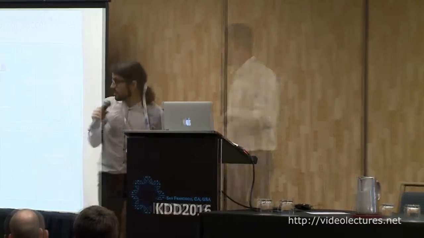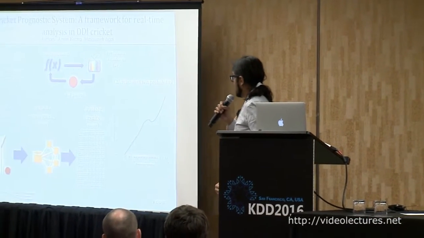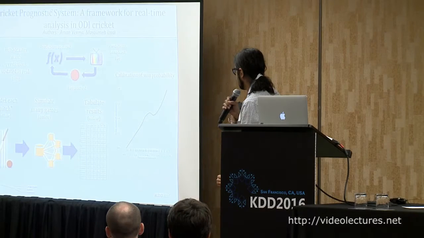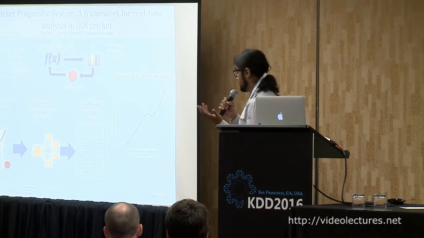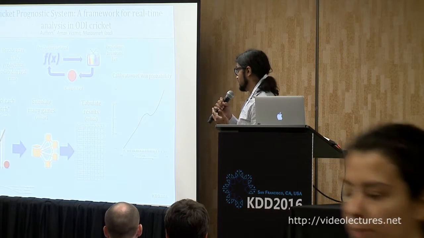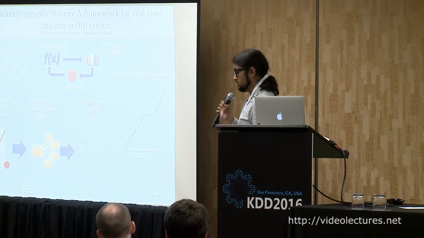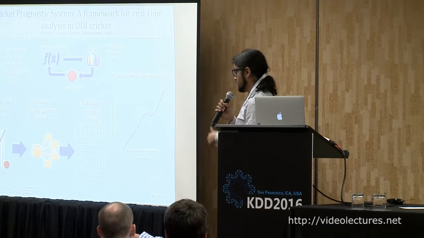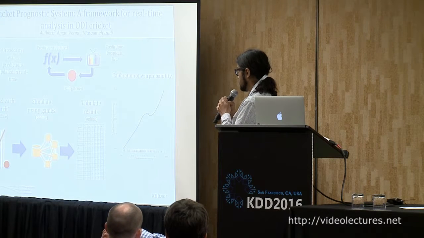Okay, hi, my name is Amin Verma, and I want to tell you about the predictive system for cricket that we built. For those of you who don't know much about cricket, it's a game a lot like baseball. There's a pitcher and a batter, and the batter is trying to score a large number of runs.